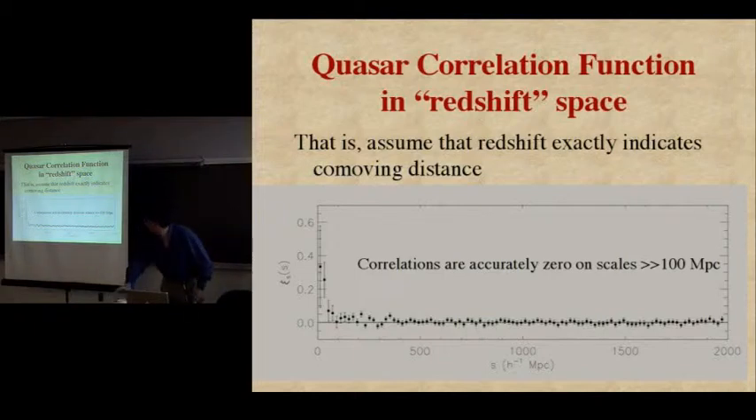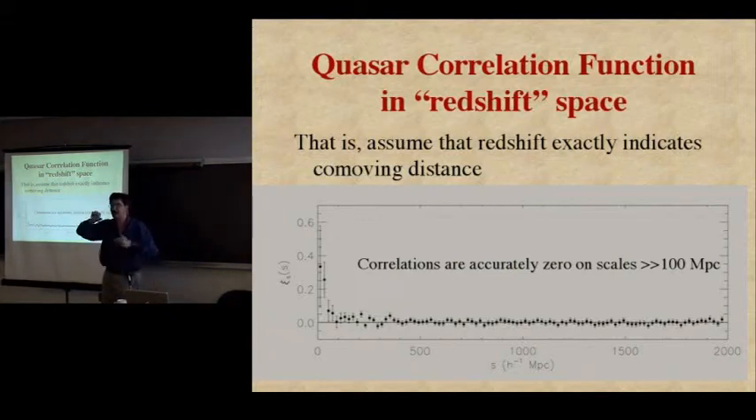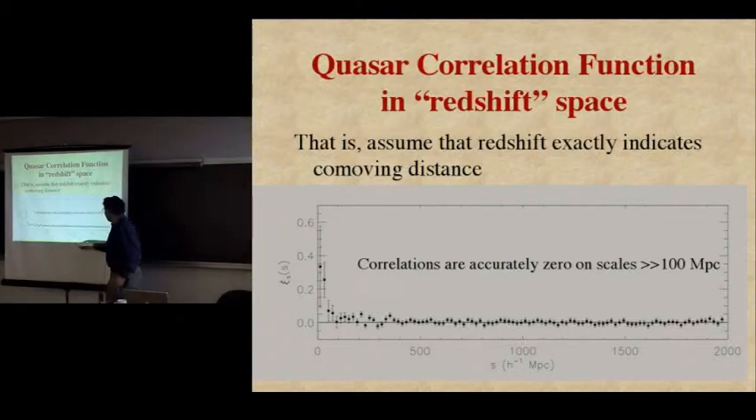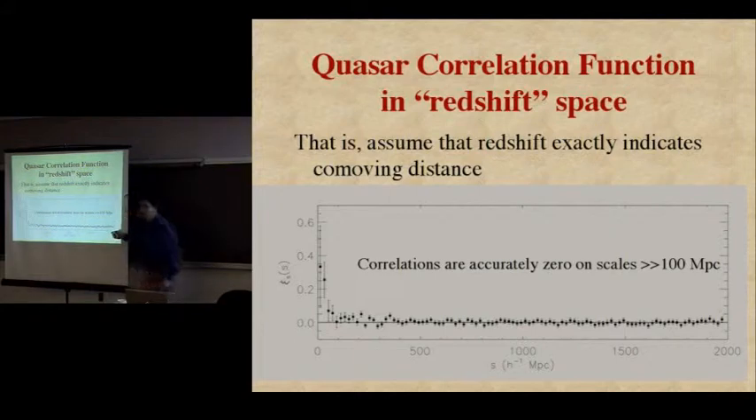And I put redshift in quotes, and the reason is because what is it that one measures? One measures a redshift. Given a redshift, one puts an object at a comoving distance using one's favorite cosmology. And here's the correlation function. Notice the scale here. These in megaparsecs have gone out to 2 gigaparsecs.